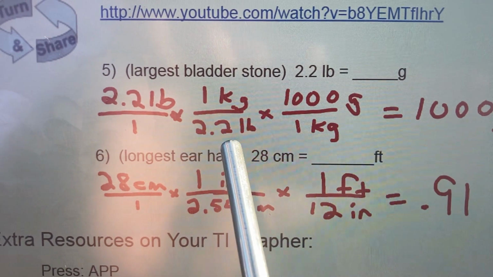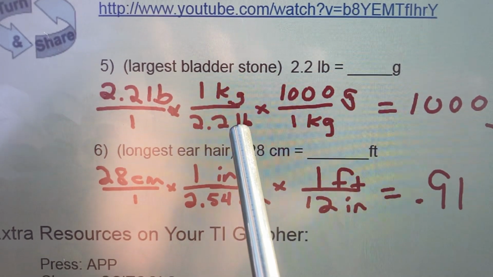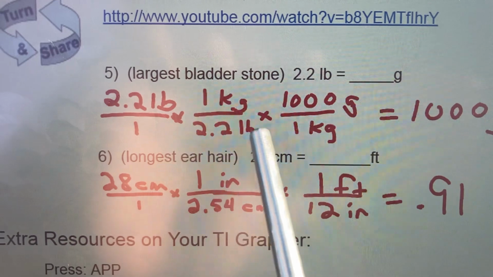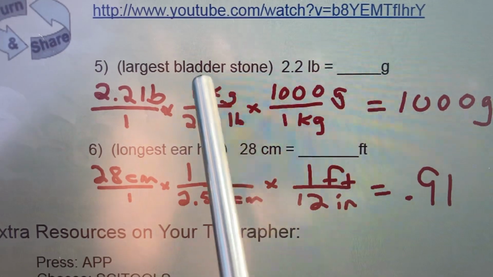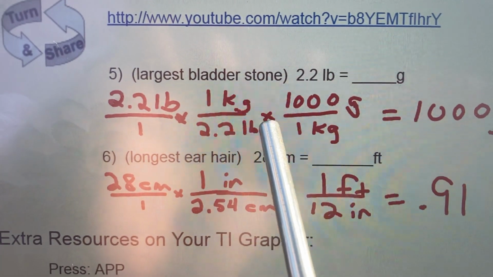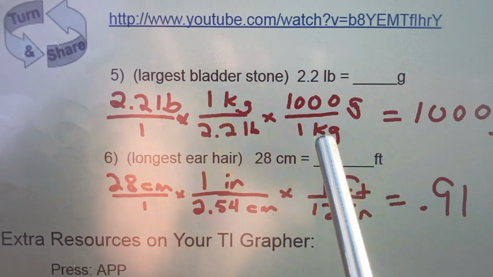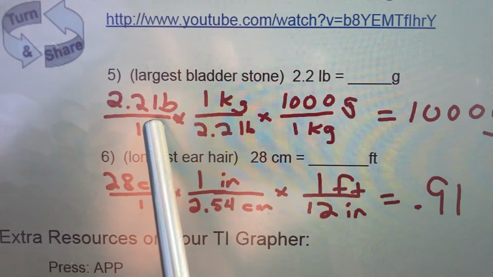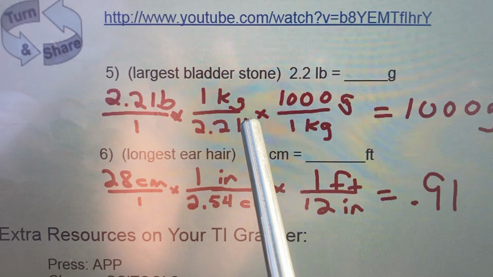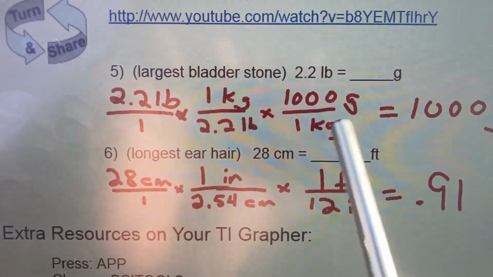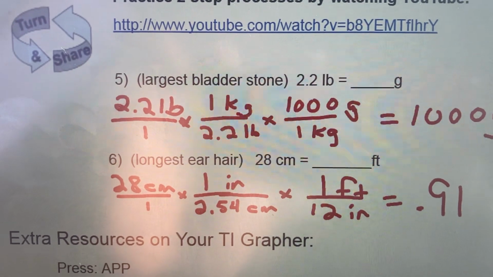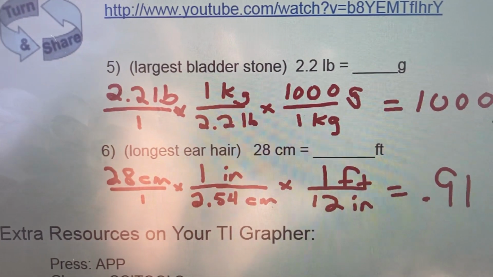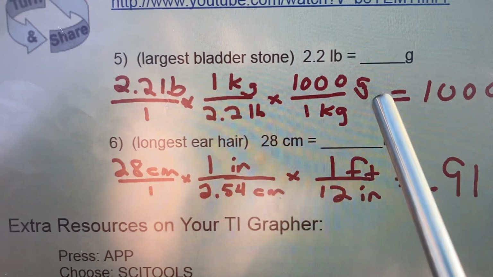I do know the difference between pounds and kilograms, and so I'm going to use this fraction here to convert to kilograms like we did before, but then I'm going to multiply by another fraction to convert from kilograms to grams. So the pounds are going to cancel out, the kilograms are going to cancel out, and then we have the grams left over.